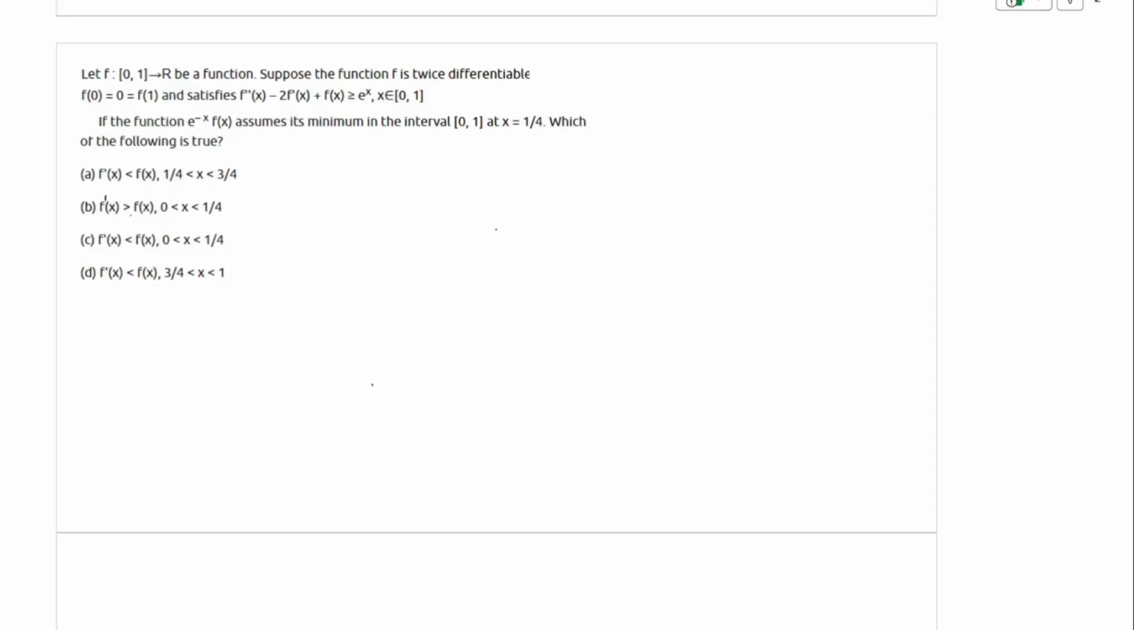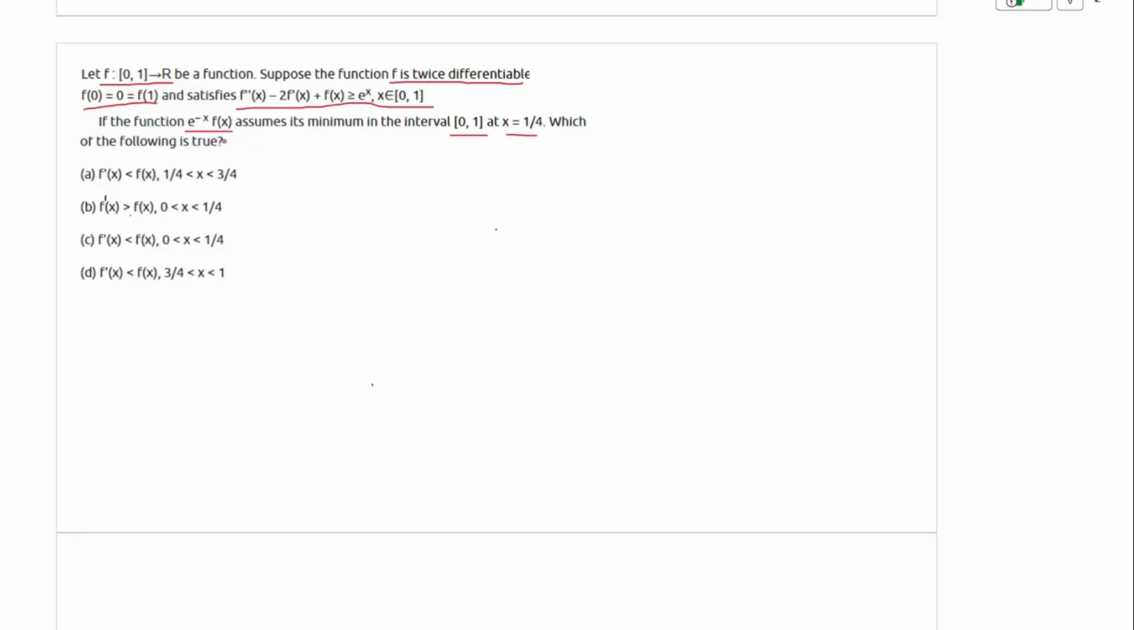Let's see this. A function f is given to you from [0, 1] to R. It is twice differentiable. This condition is getting satisfied and this inequality is getting satisfied. Everything they are talking about is the function f. Next, if the function phi assumes its minimum in this interval at this point, which of the following is true?